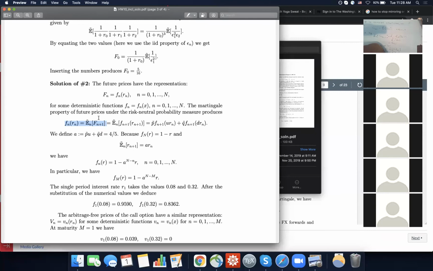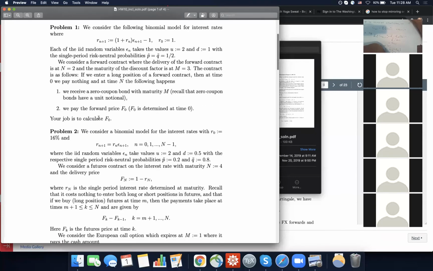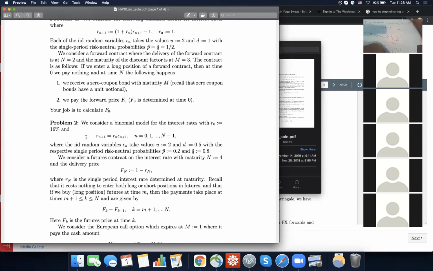Okay, yeah, I see it. The thing I was confused about is how to find F0 by using this, but I guess I could just do that by Fn equal to 1 minus Rn. So let me just show you. No, it's okay. No, I mean, we have time to do this. All right.